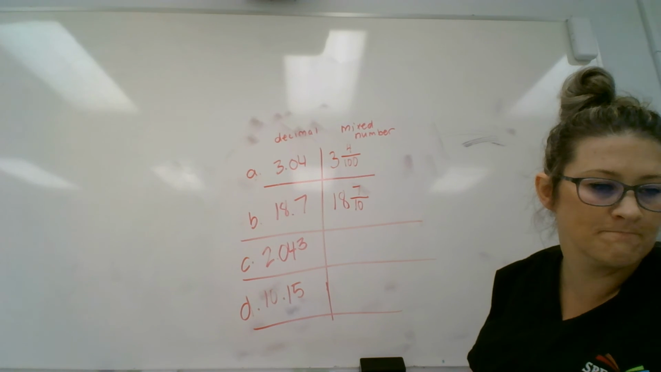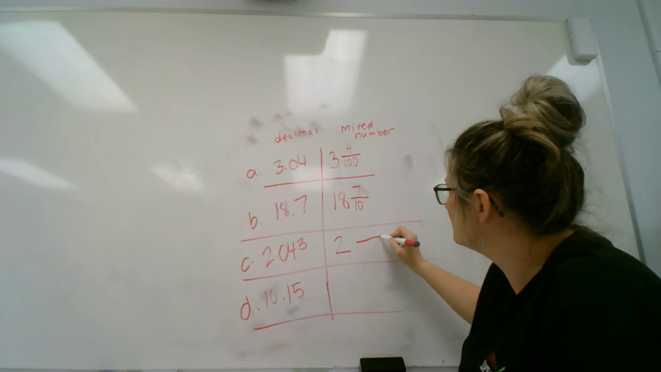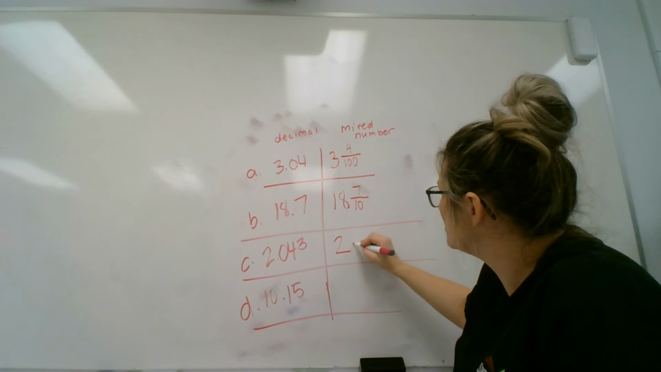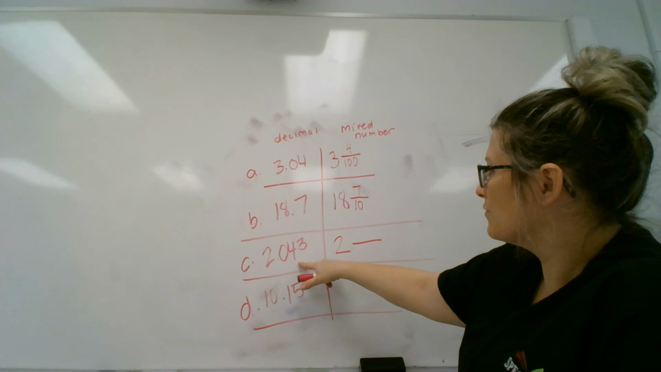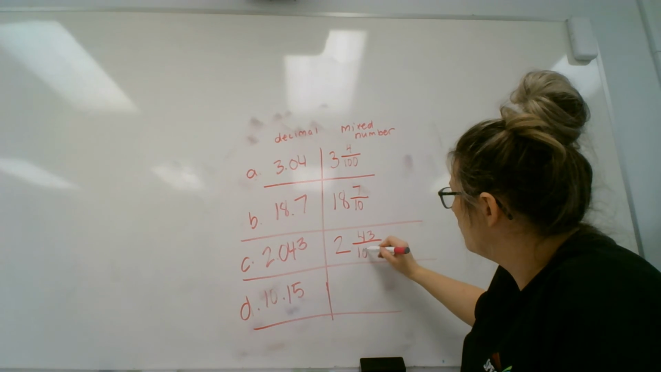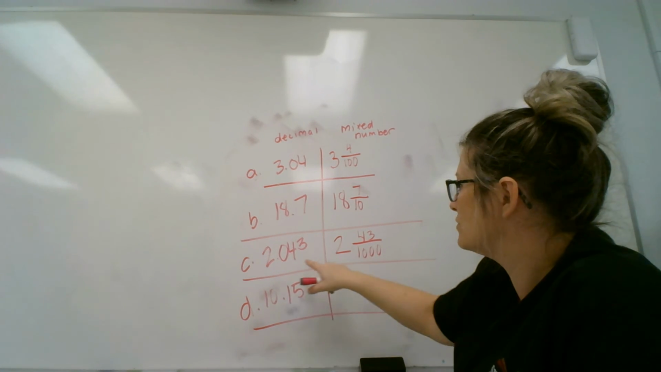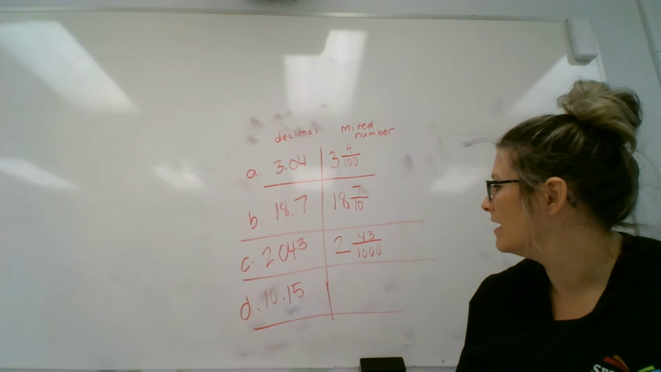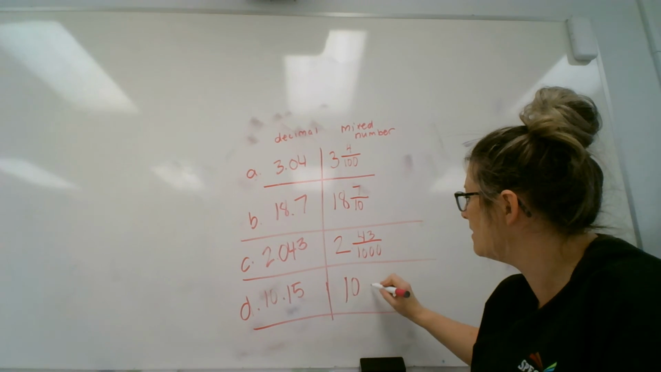Problem C. 2 in front of my decimal. 2 is my big number. Kind of a wonky looking fraction there. All right. 43 thousandths. So 43 over 1,000. Remember, how many digits are past the decimal? That's how many zeros you need. 1, 2, 3. 43 on top. And the last one, 10 is before the decimal, so 10 is my big number.